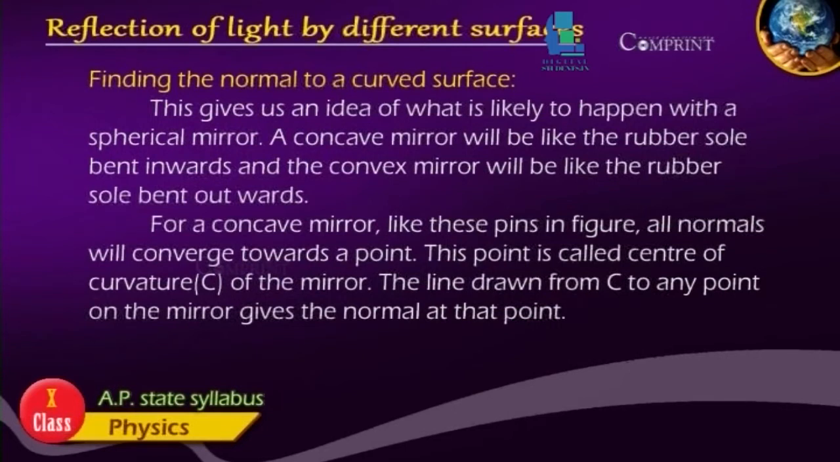A concave mirror will be like the rubber sole bent inwards, and the convex mirror will be like the rubber sole bent outwards. For a concave mirror, like these pins in the figure, all normals will converge towards a point. This point is called the center of curvature of the mirror. The line drawn from C to any point on the mirror gives the normal at the point.